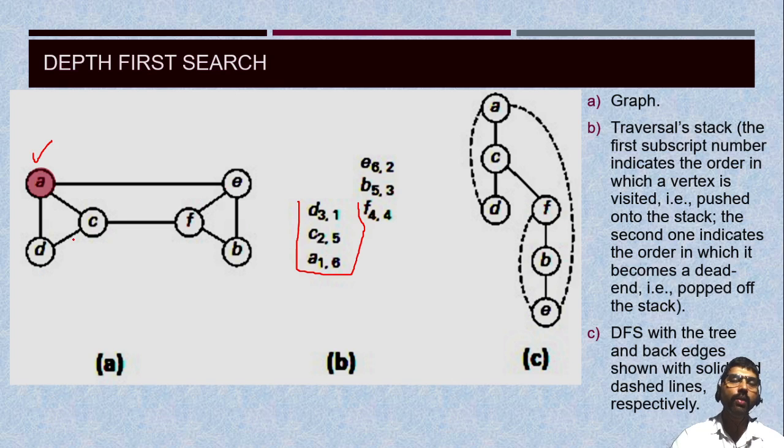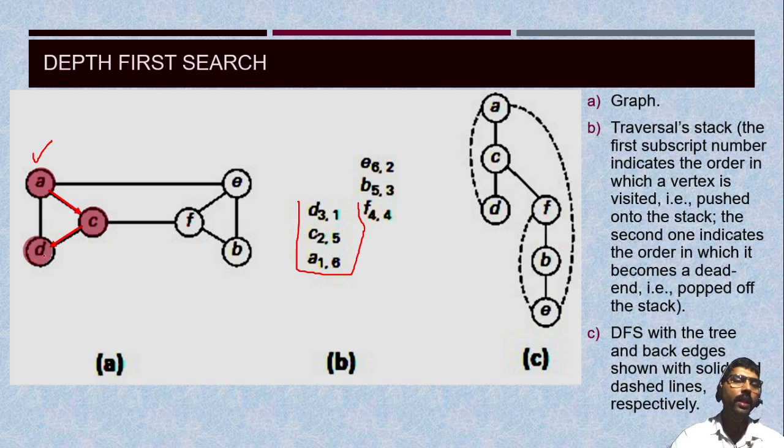Now if I go in alphabetical order, I can visit A to C like this. Now I am visiting here C. To this C we have 3 more adjacent nodes, A, D and F, but A is already visited, so I have a choice of D and F. If I go in alphabetical order, I can go to D.